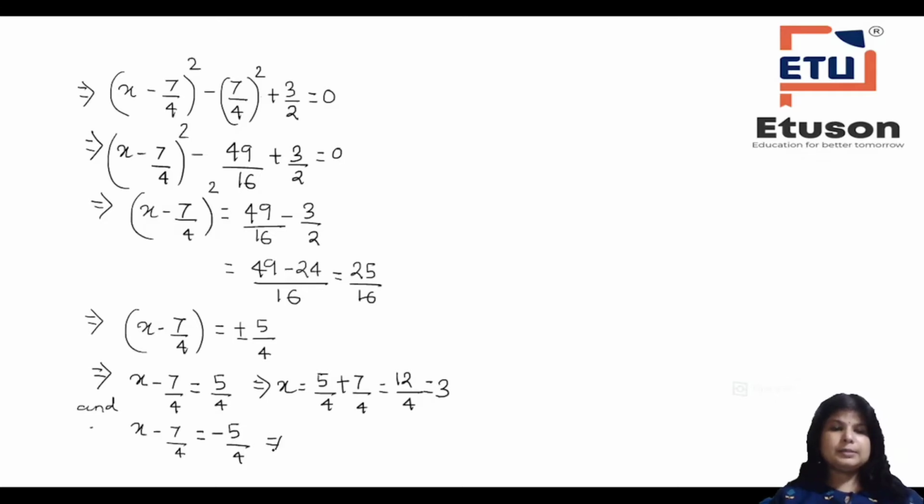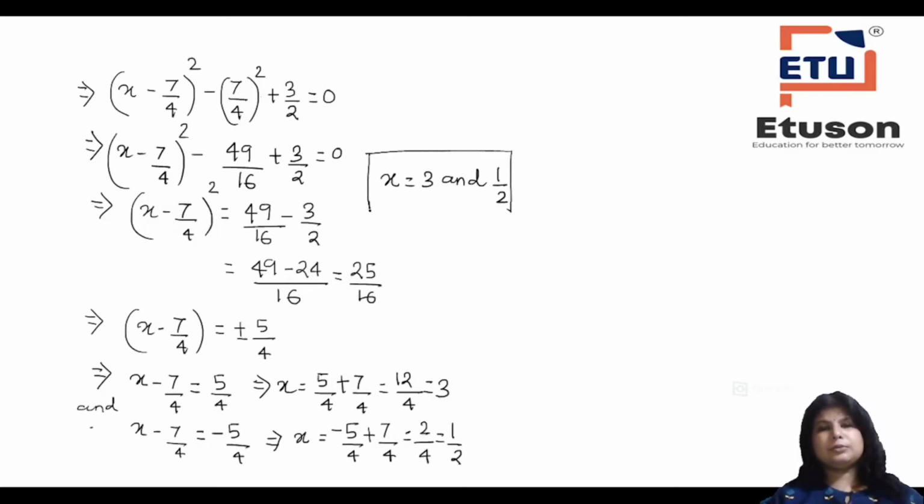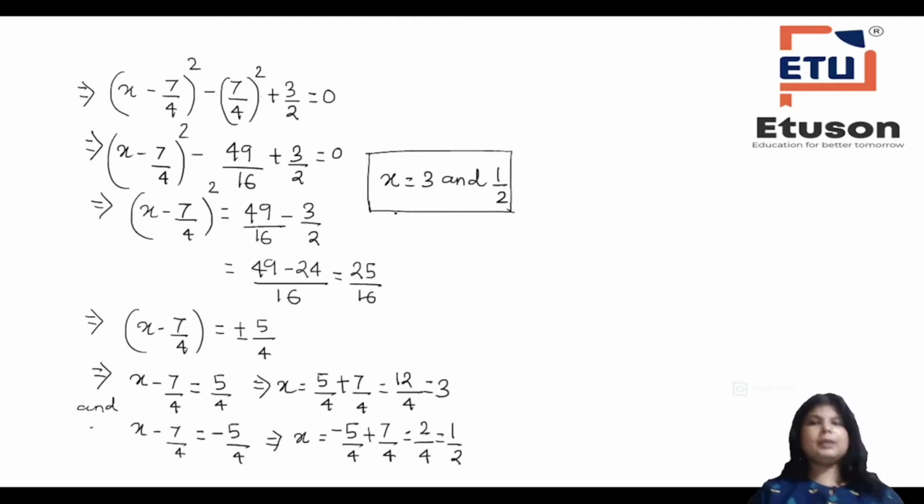It implies that this 7/4 will go to the other side, so x will be minus 5/4 plus 7/4, which will be equal to 2 divided by 4, and your answer will be 1/2. So what are the solutions to the quadratic equation? x is equal to 3 and 1/2. So this is the solution to your given quadratic equation.